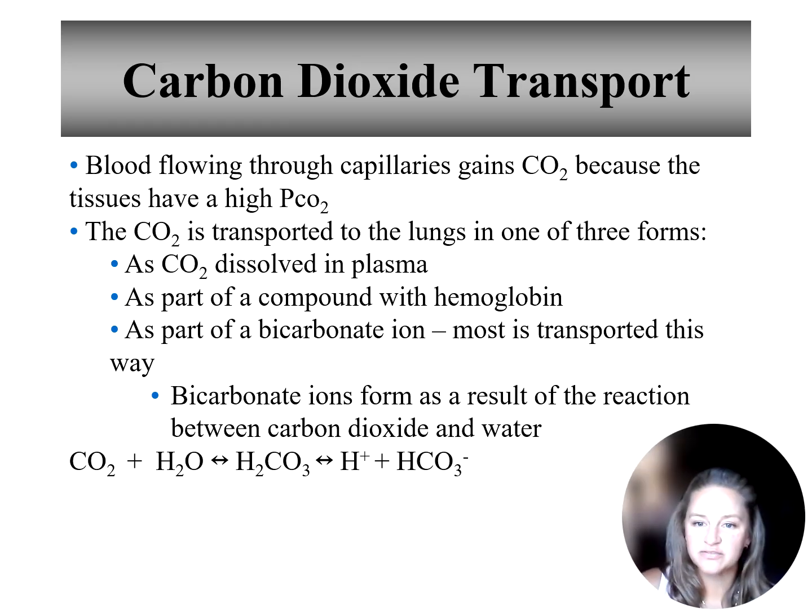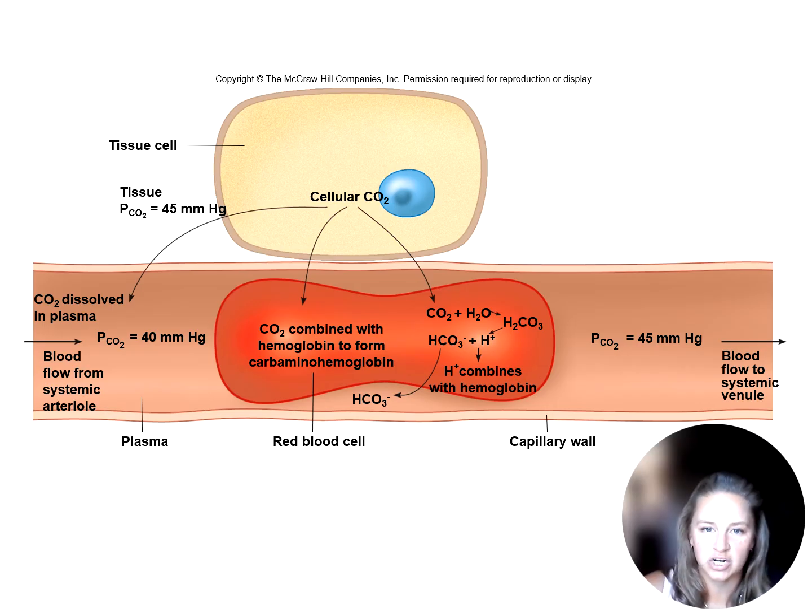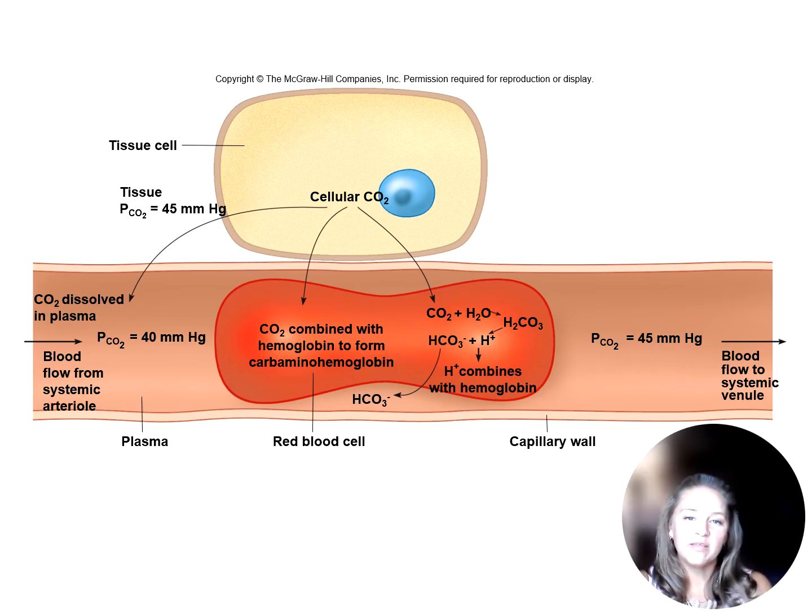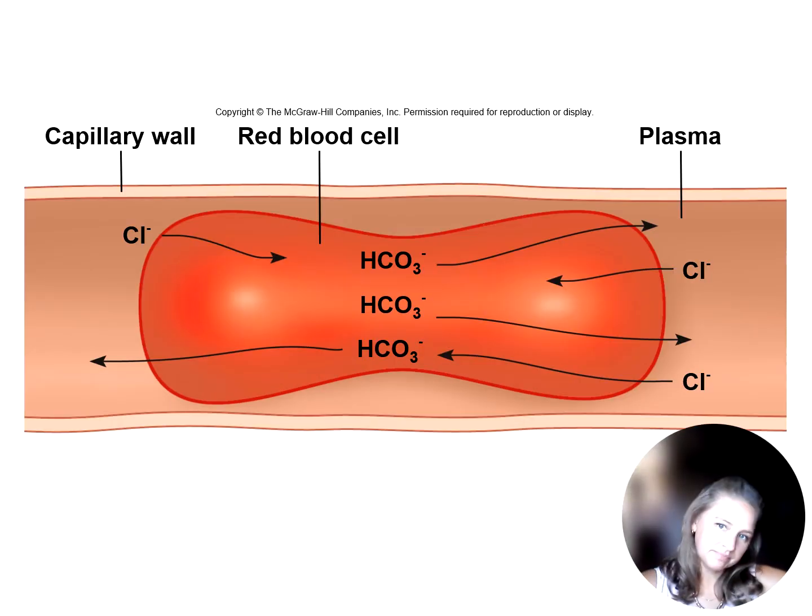So that's what these next few slides are going to represent. That's what these pictures are going to show. So this is showing the movement of the carbon dioxide from the tissue cells. So this would be like my bicep muscle example, and how the carbon dioxide goes out and it is going to be converted to the bicarbonate ion, and then it's going to go through our blood back to our lungs where we can exhale it.